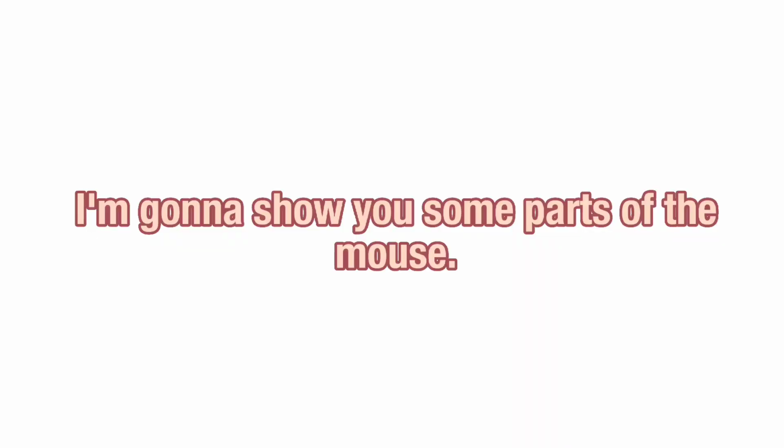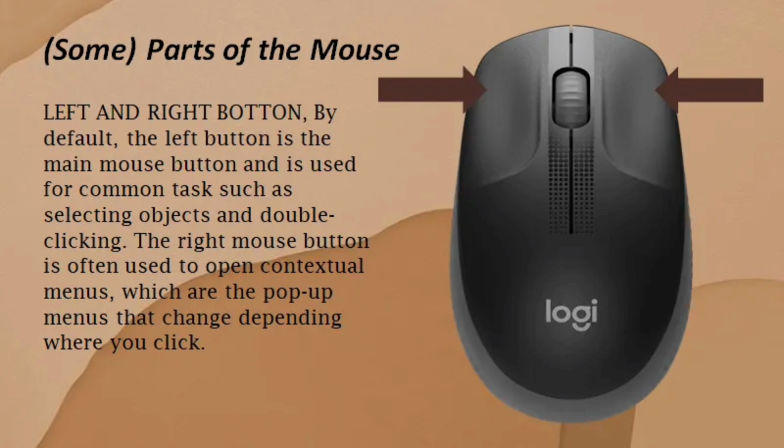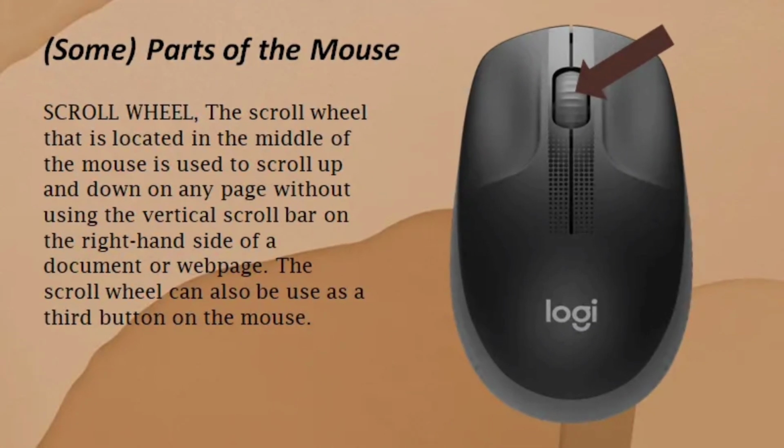At this point, I'm going to show you some parts of the mouse. First, we have left and right button. By default, the left button is the main mouse button and is used for common tasks such as selecting objects and double-clicking. The right mouse button is often used to open contextual menus, which are the pop-up menus that change depending on where you click. Here we have the scroll wheel.